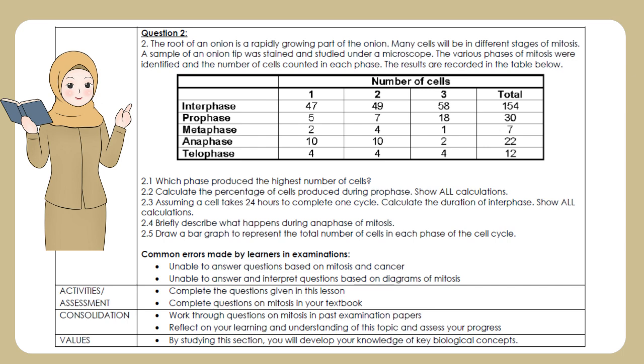Activities/assessment. Complete the questions given in this lesson. Complete questions on mitosis in your textbook. Consolidation. Work through questions on mitosis in past examination papers. Reflect on your learning and understanding of this topic and assess your progress. Values. By studying this section, you will develop your knowledge of key biological concepts.